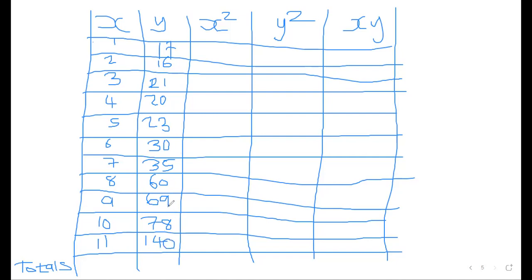So, of course, the X squared column here is 1, 4, 9, 16, 25, 36, 49, 64, 81, 100, and then the other one is 121.